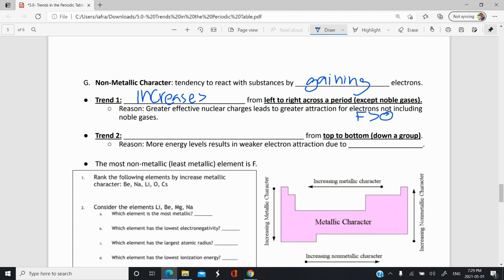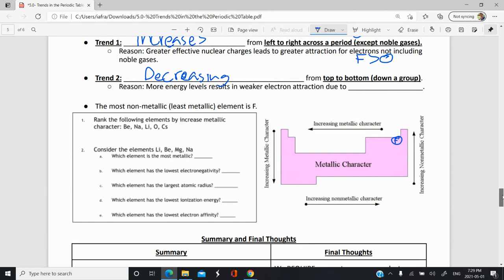It has a greater effective nuclear charge. It can grab onto electrons. And this doesn't really include the noble gases because we're defining non-metallic character as being able to gain electrons, so it doesn't really apply to noble gases. And then trend two, from top to bottom going down a group, the non-metallic character decreases, because when you go down a group, there's more shielding and you don't attract electrons as easily. And you're not a very good non-metal if you can't attract electrons. So really, the most non-metallic element we're going to see is fluorine, again not counting the noble gases so much.